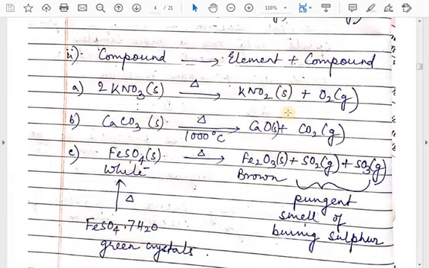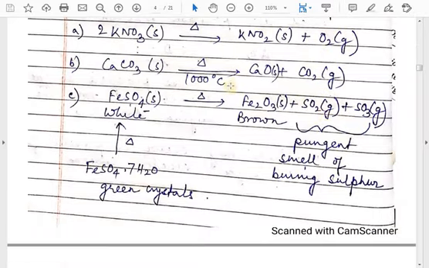Next category is when compounds give elements and compounds. Like potassium nitrate, when heated, gives you potassium nitrite and oxygen. KNO2 is called potassium nitrite, and this is nitrate. There is a similar reaction with sodium nitrate. Sodium nitrate on heating gives sodium nitrite and oxygen. You can write that equation yourself.